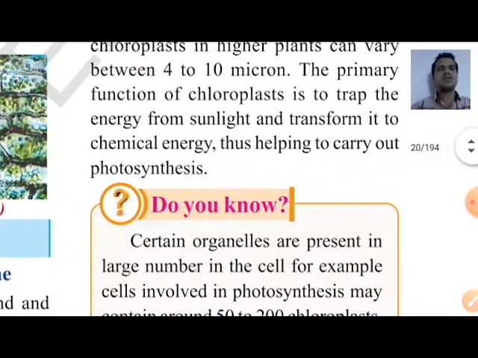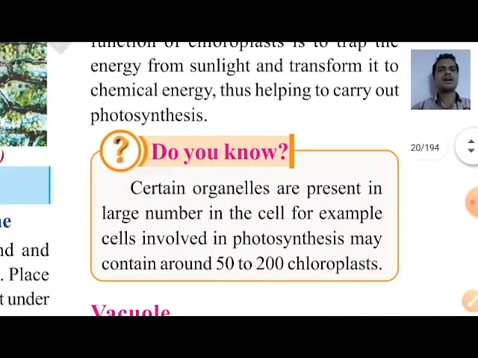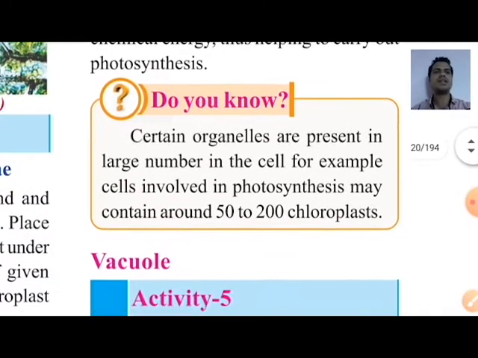Now, do you know certain organelles are present in large numbers in the cells? For example, cells involved in photosynthesis may contain around 50 to 200 chloroplasts. That is, the cells present inside the leaf have more chloroplasts, but in the root there is no chloroplast. Understood? Here, according to the area of work, the number of cell organelles either increases or decreases. That depends upon the work done by that cell.